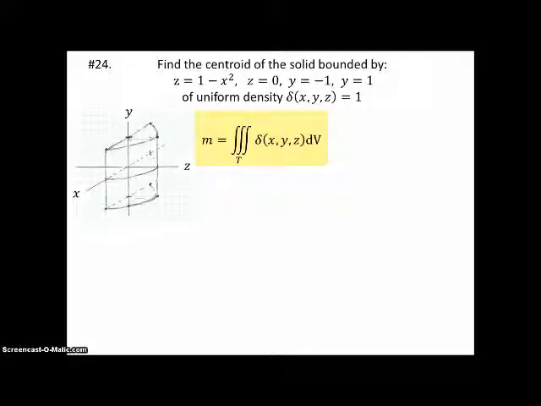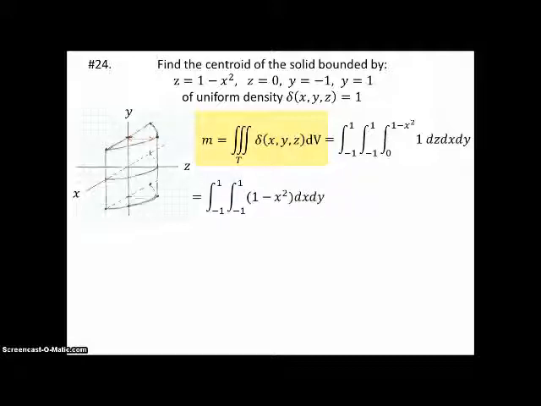And notice that it is simple in the direction of the z-axis, so we're going to integrate with respect to z first. So the integrand is 1, and z is going to go from 0 to 1 minus x squared, and then we can do dx and dy in any order we like. So I just arbitrarily chose dx, dy, and both of those are moving from negative 1 to 1.